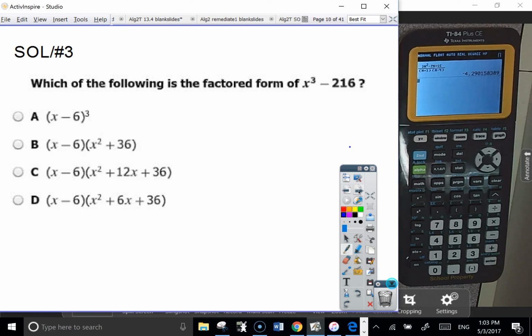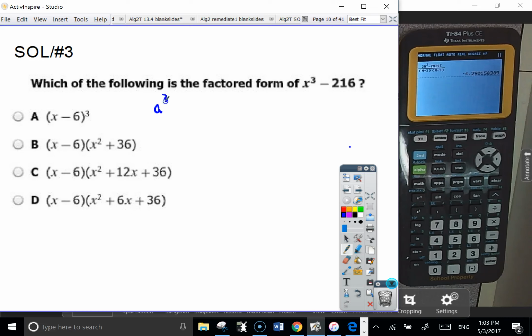Now, how would we describe this problem? It's factoring the difference of cubes. So we have formulas for the sum and difference of cubes, and that is what they kind of expect that we're using here.